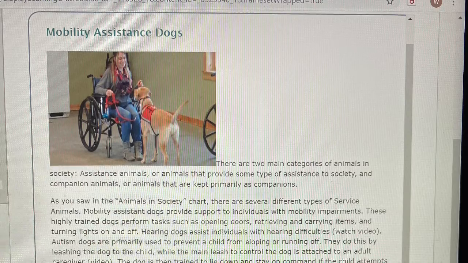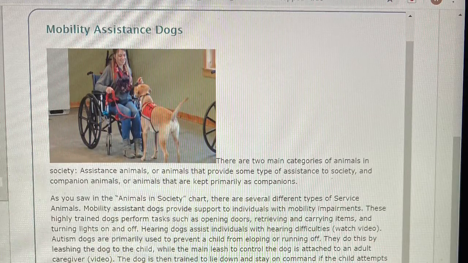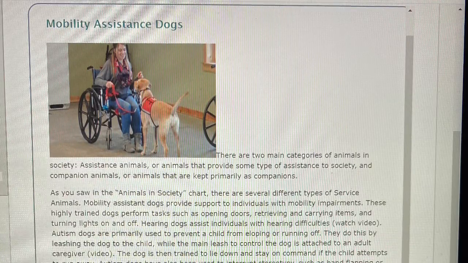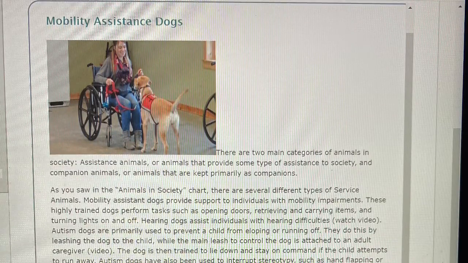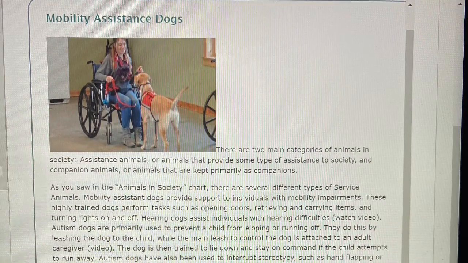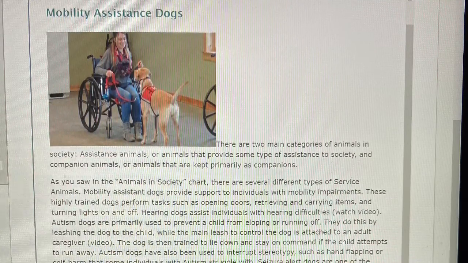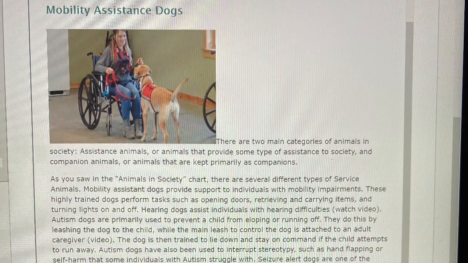Mobility assistance dogs. As you saw in the Animals in Society chart, there are several different types of service animals. Mobility assistant dogs provide support to individuals with mobility impairments. These highly trained dogs perform tasks such as opening doors, retrieving and carrying items, and turning lights on and off. Hearing dogs assist individuals with hearing difficulties.